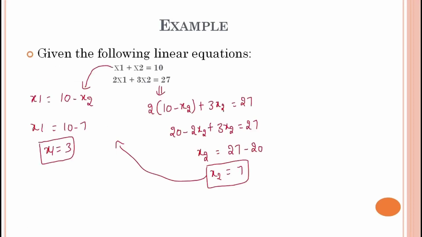So x1 is equal to 3 and x2 is equal to 7. The same thing we obtained after solving these equations in Python.